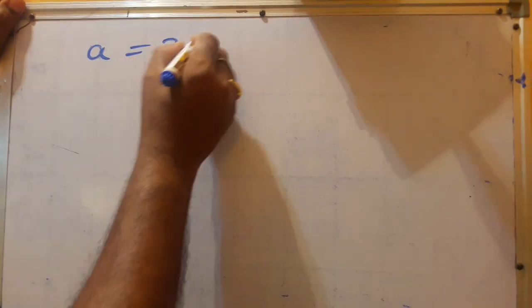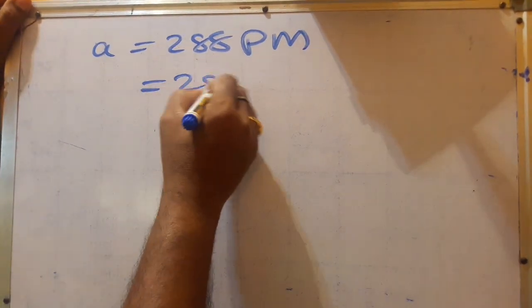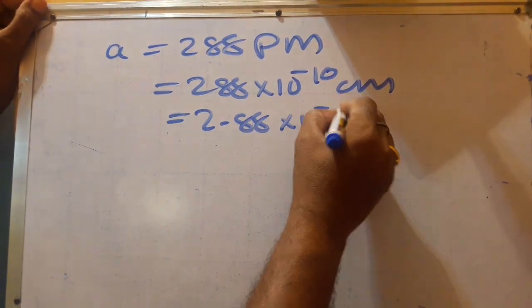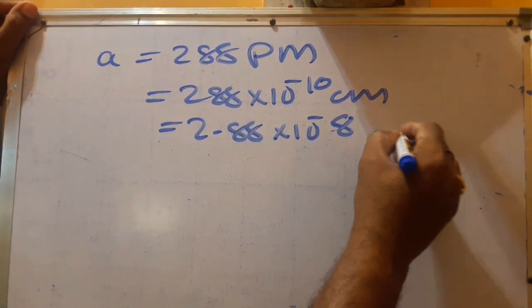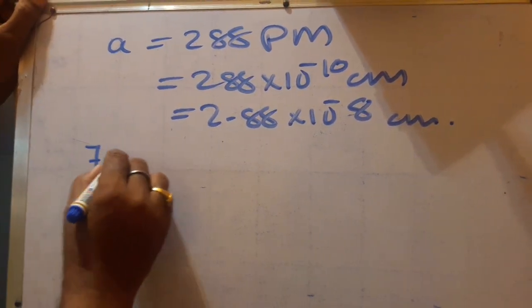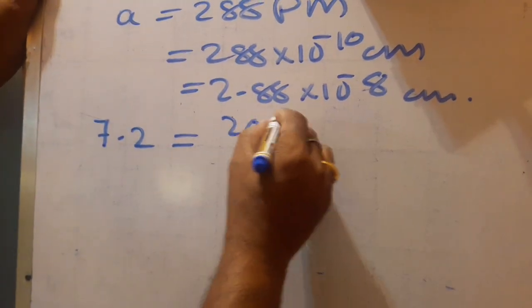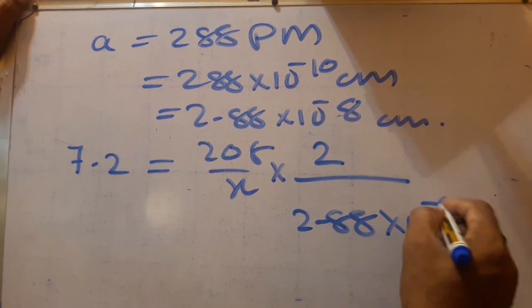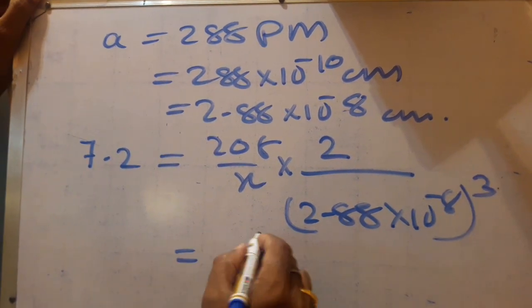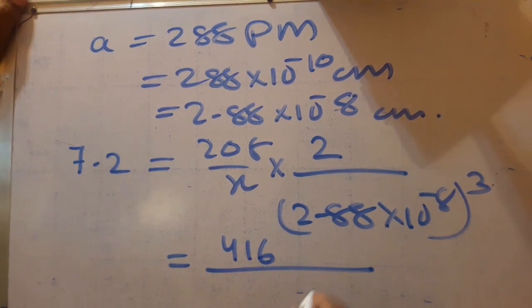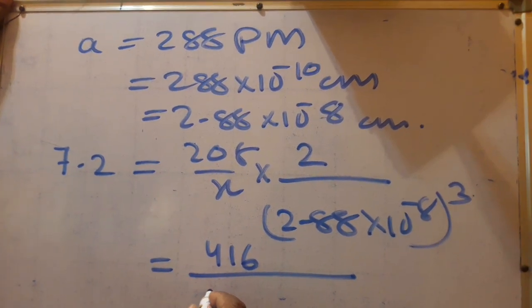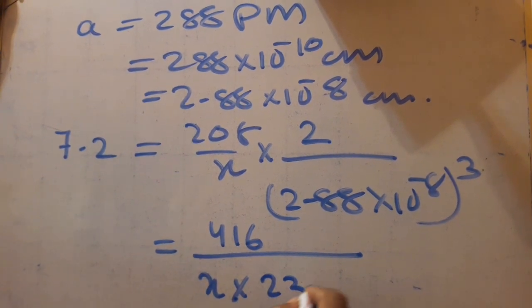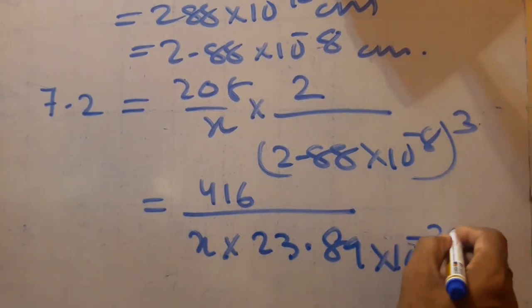Here edge length a is equal to 288 pm, so it's equal to 288 into 10 to the power minus 10 centimeter, or equal to 2.88 into 10 to the power minus 8 centimeter. Okay, therefore density 7.2 is equal to the mass of one atom, that is 208 by x, into Z equal to 2, by a cubed, which is 2.88 into 10 to the power minus 8 whole cube. So it is equal to 416 divided by x into the value of this, which is found to be about 23.89 into 10 to the power minus 24.